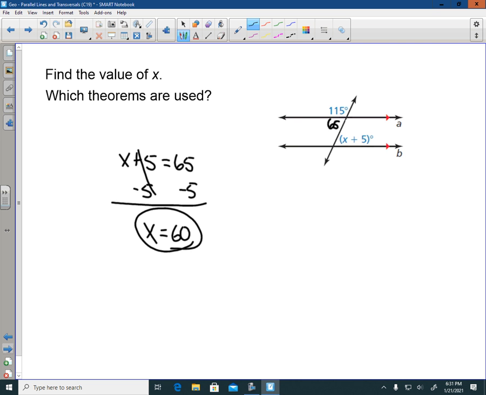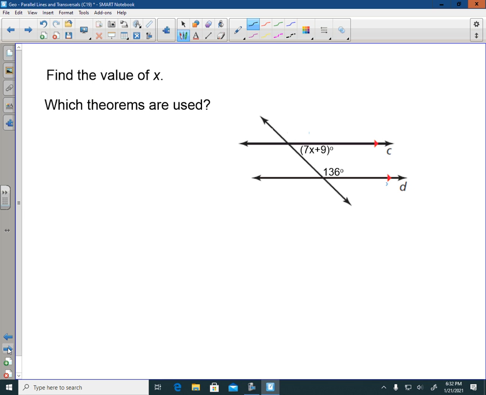So which theorems are used? Well, we use the linear pair postulate, but we also use the alternate interior angle theorem to get that business done. Think through what you have. See if you can notice some relationships. I won't give you something you can't do, and everything is answerable by postulates and theorems.